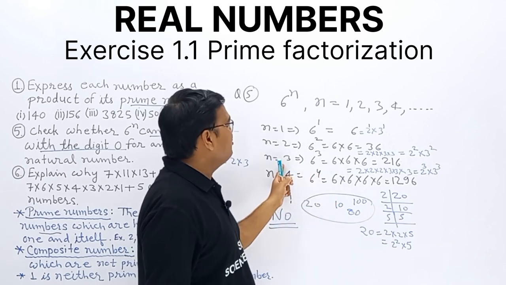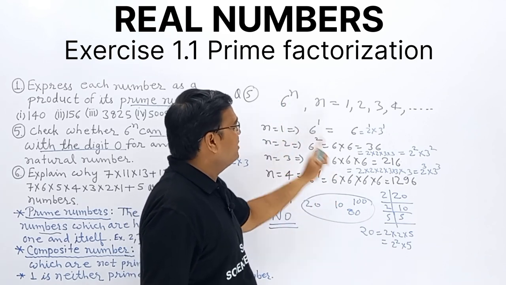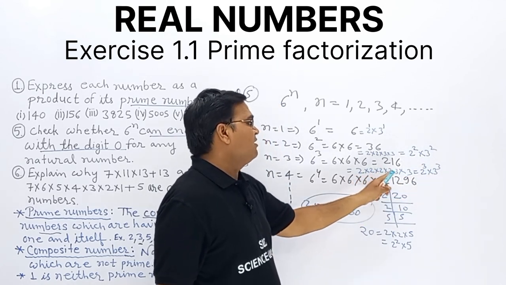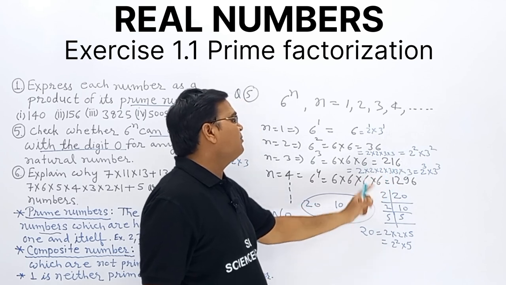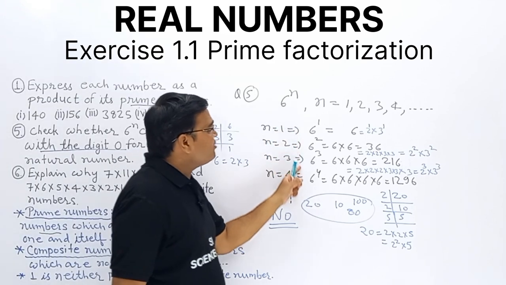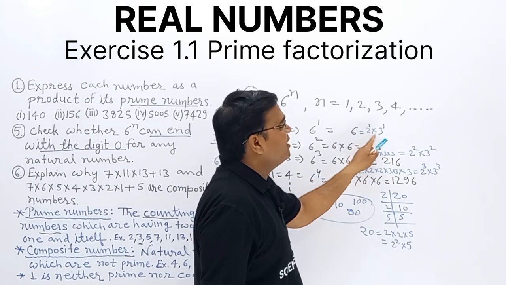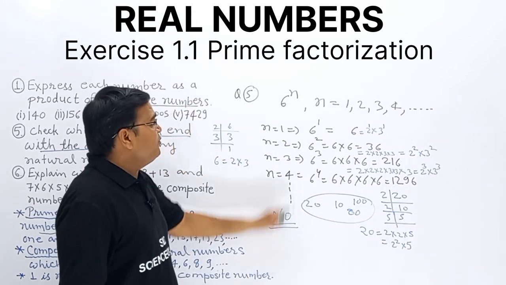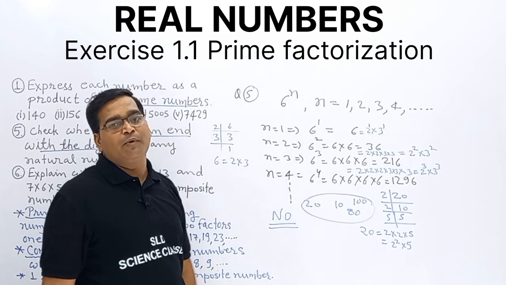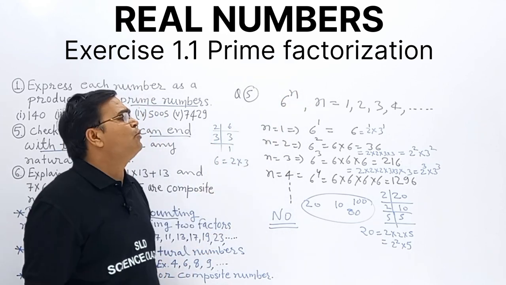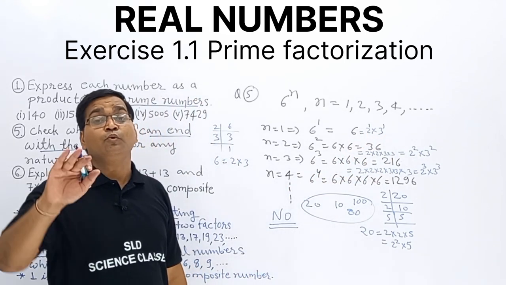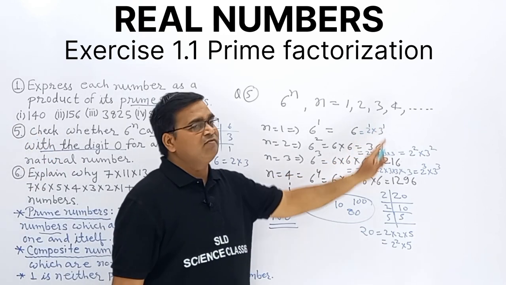When we put n equal to 3, we are getting 2 power 3 into 3 power 3. 2 twos are 4, 4 twos are 8, 3 threes are 9, 9 threes are 27. We multiply 27 into 8, then we are getting 216. So the factors of these numbers are only 2 and 3. If we have 6 power n, putting any value of n equal to 1, 2, 3 and so on, you will get factors 2 and 3.